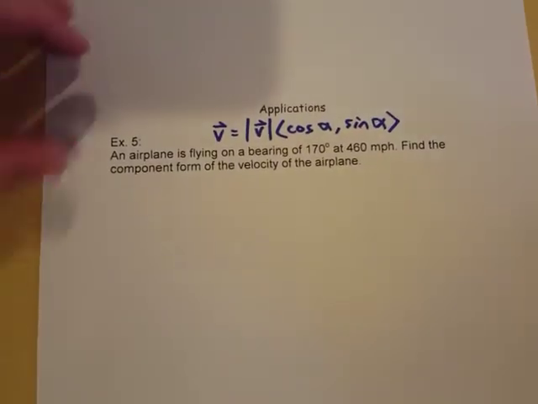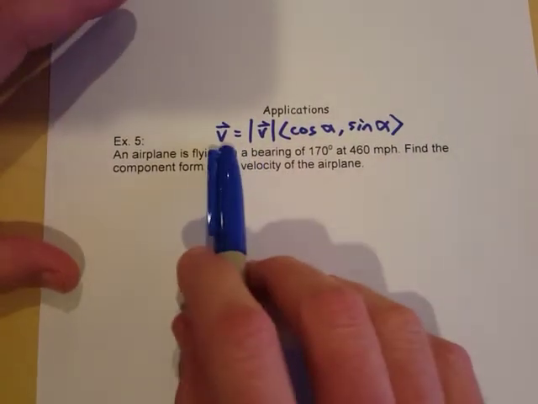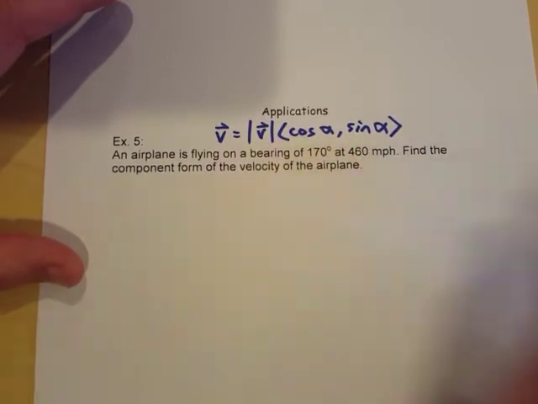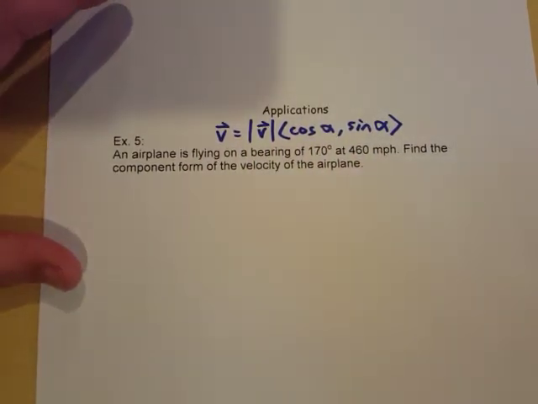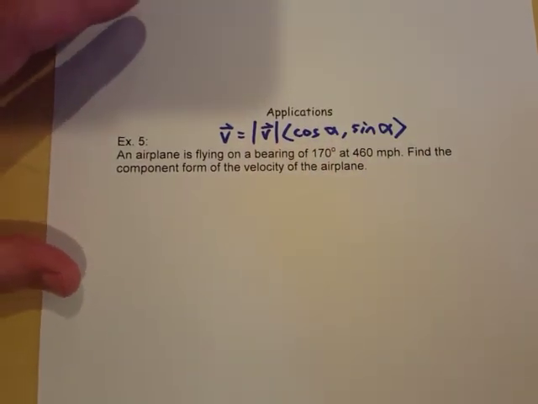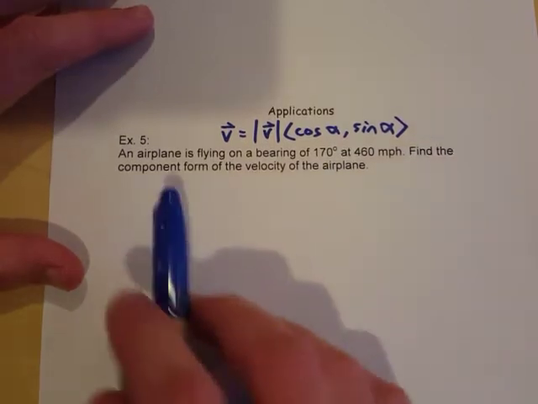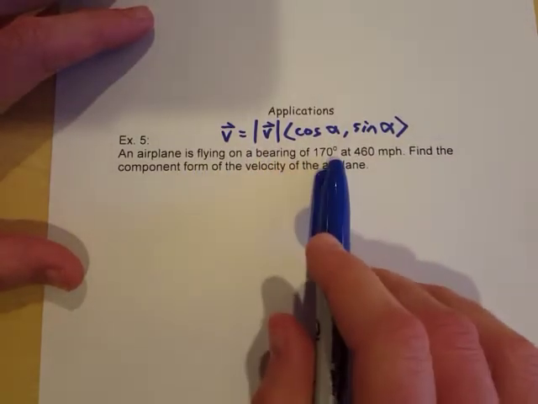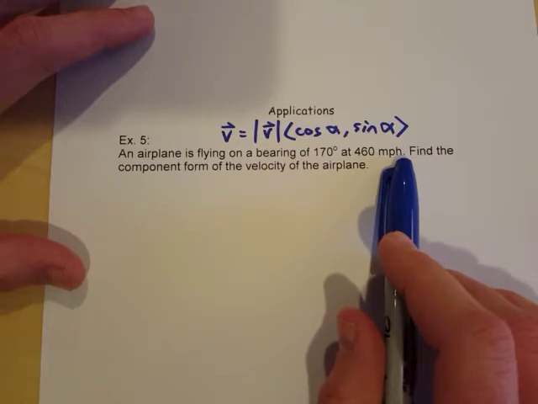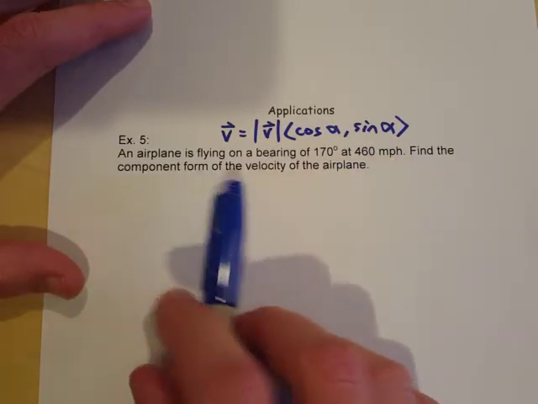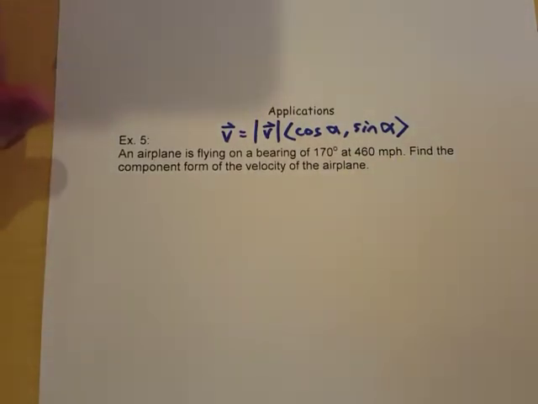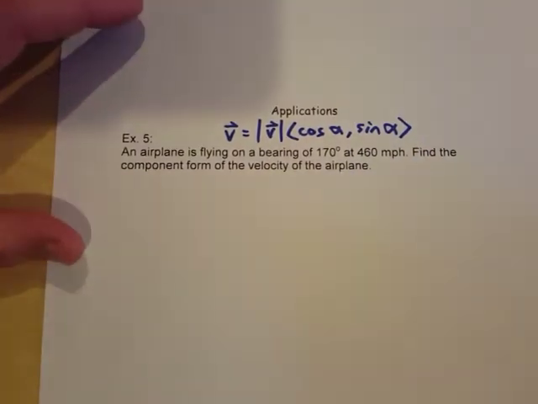This example is an application of our vector formula that we've been using all throughout this lesson in terms of the flight of an airplane. So we've got an airplane that says here it's flying on a bearing of 170 at 460 miles per hour. We want to find the component form of the velocity of the airplane, so the vector for the velocity.